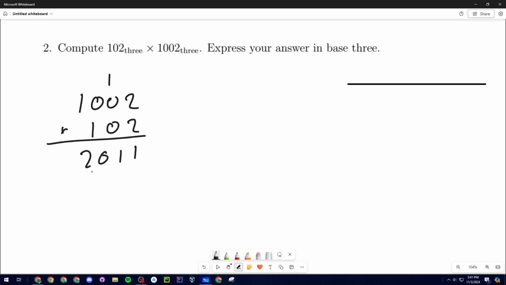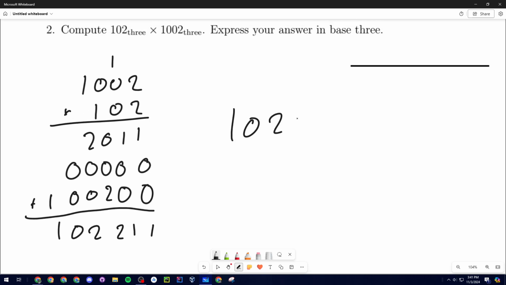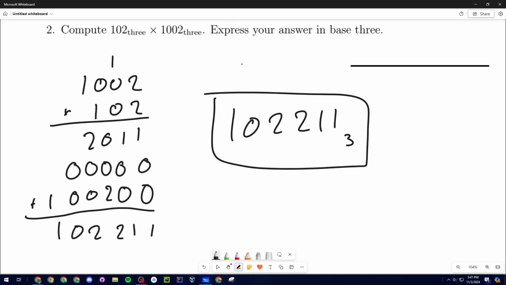And then you have 0, 0, 0, 0. And then you have 1, 0, 0, 2. 1, 1, 2, 2, 0, 1 is your answer. Just doing the multiplication. You don't need the subscript, but you can just add it. So yeah, that's the answer. Okay.